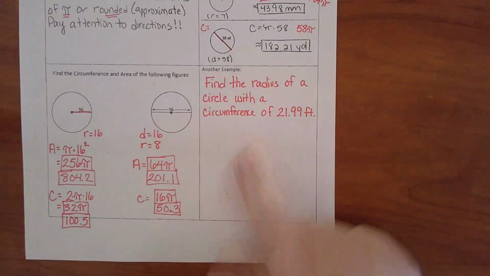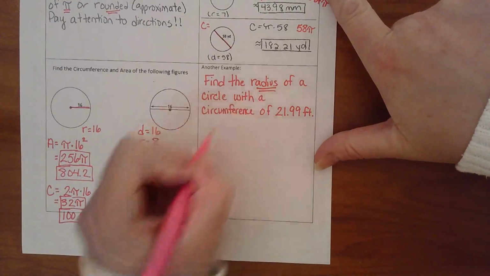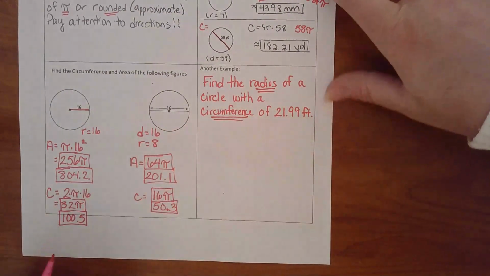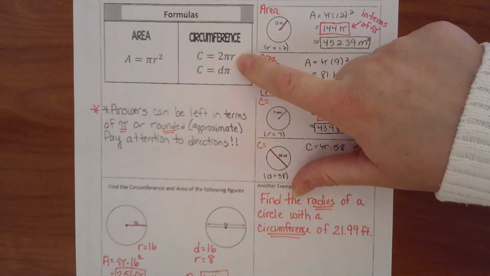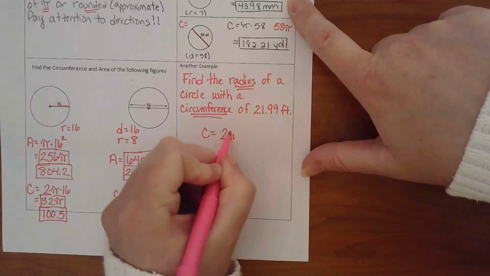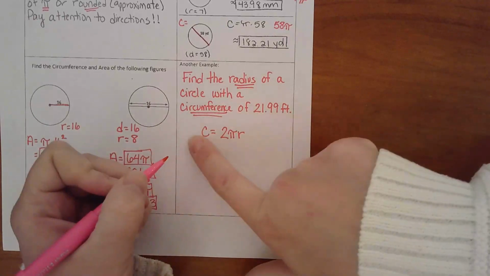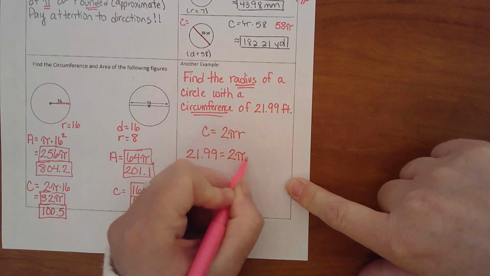So another example that I wanted to have you add in. Take a couple of seconds, get this written down, pause if needed. It says to find the radius of a circle, so we're finding the radius. So our ultimate goal is to find r. And we are given a circumference of 21.99 feet. So up here is my circumference formula. Circumference equals 2 pi r. So let's fill in what we know. We know the circumference is 21.99, so that comes over here. 21.99 equals 2 pi r.